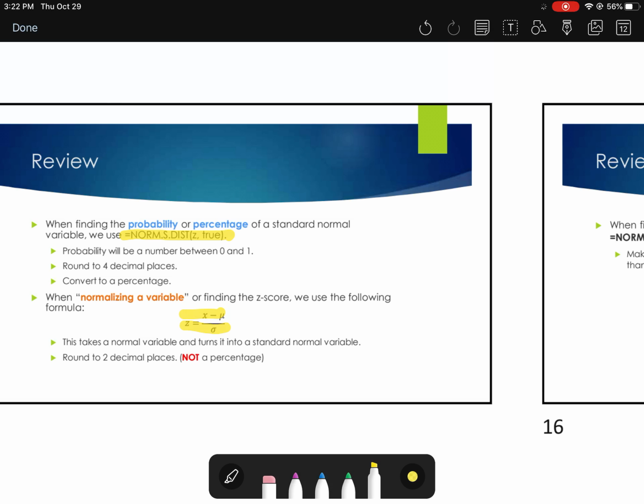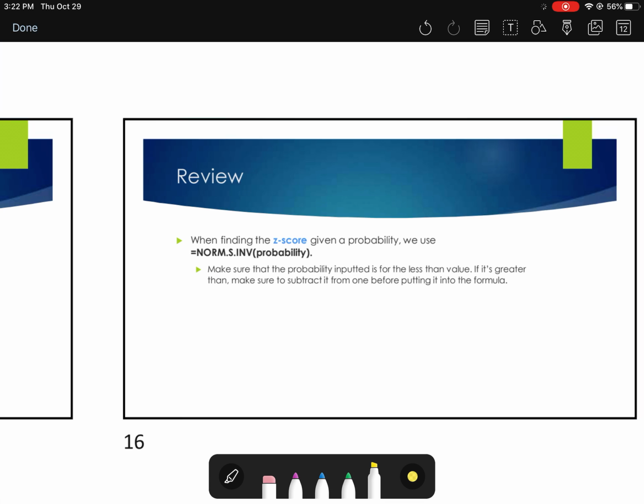And sometimes the reason why you would normalize a variable is sometimes people just like working with that versus the normal distribution. They just prefer this method. Sometimes it's more convenient. And then when finding the z-score given a probability, you're going to use this formula here in Excel. Make sure that the probability inputted is for the less than value. If it's greater than, make sure to subtract it from 1 before putting it into the formula. Okay, that is everything.